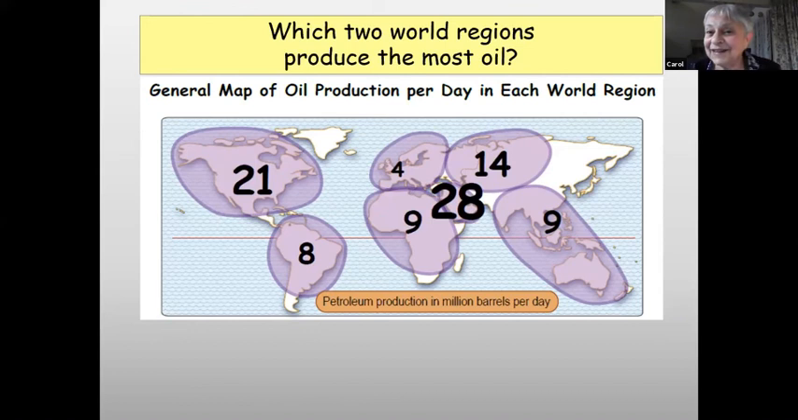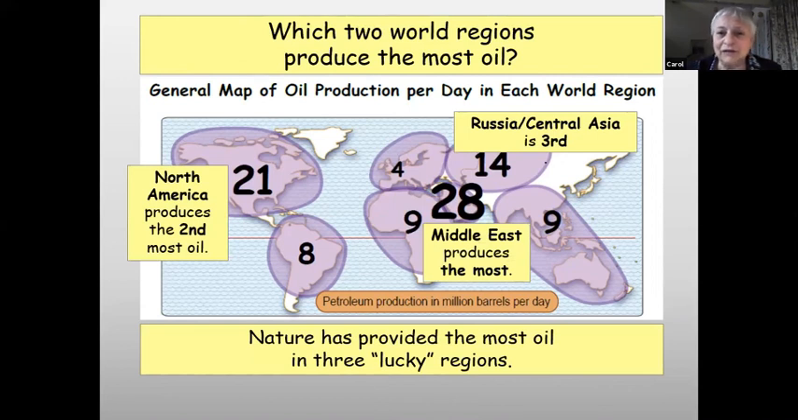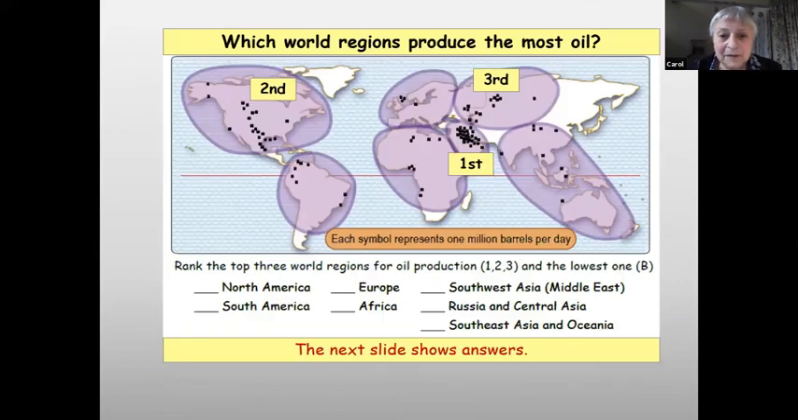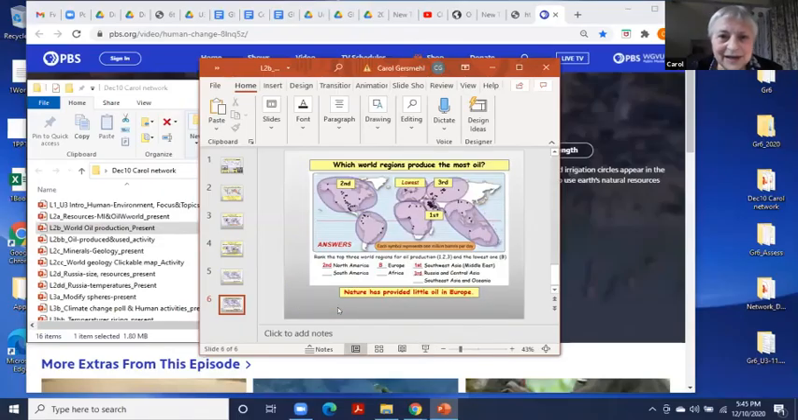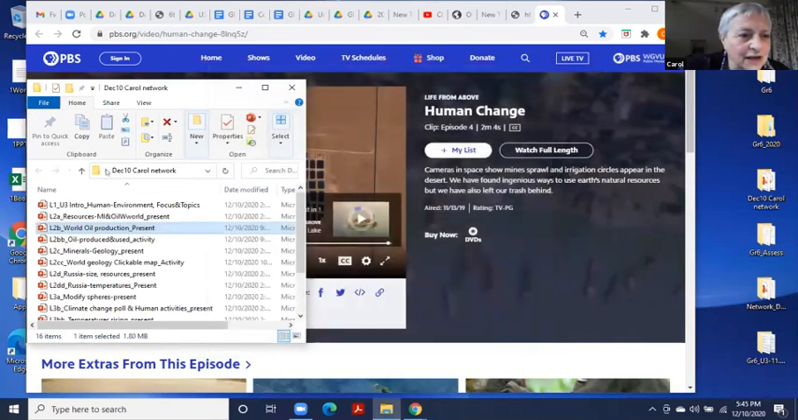Who's third? Can you tell? That's Russia combined with Central Asia. So we have first, second, and third in the world. These are really lucky world regions. Notice Europe is not so lucky. And you might ask, what is Europe going to do about this? It will have to buy. Okay, so that was just nosing into an easier version.